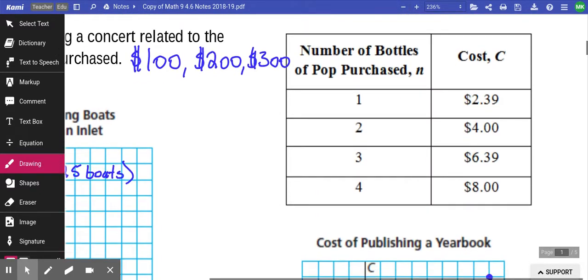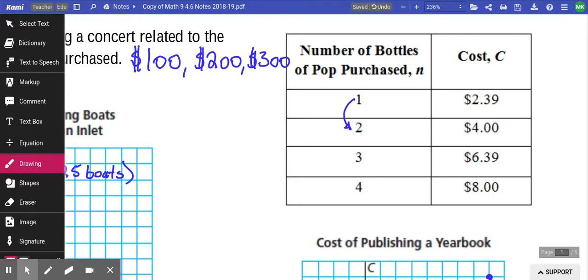The last one is this table of values right here. If we look at it, the X values, or the independent, is the number of bottles of pop purchased, and then the cost is on the right. And again, you'll notice the jumps in the data. So I go from 1 pop to 2 pop to 3 pop to 4 pop, right? I'm jumping up. There's nothing in between.